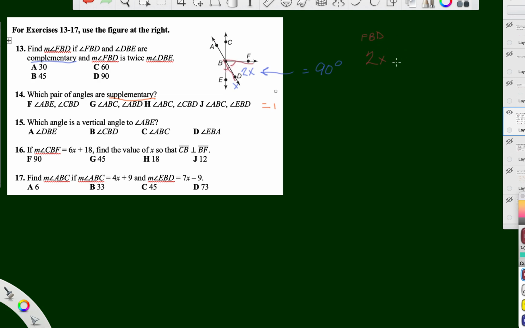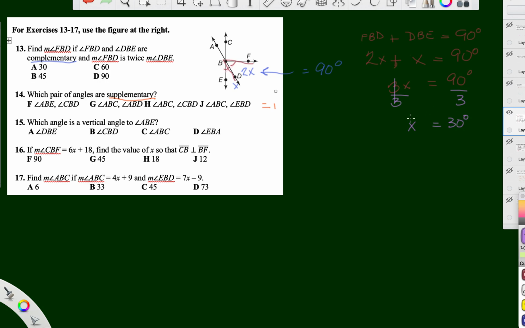It's a horrible F, I apologize. 2X plus DBE equals 90 degrees. Now we have our translation, right? We understand the concept. Complementary is 90 degrees. We have both of our expressions. We just simply add these two things together. 2x plus 1x is 3x, and that equals 90 degrees. Now we undo this by division. We'll divide by 3 and divide by 3. So x equals 30 degrees.